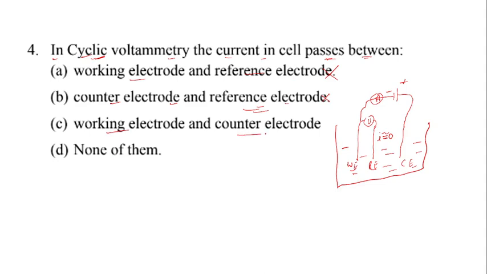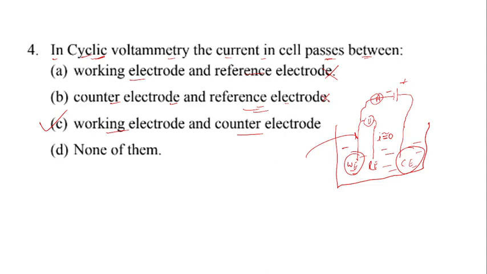Then working electrode and counter electrode. Yes, this is the right one, because if you see this circuit, current is flowing between the counter electrode and the working electrode. So this is the right option. Reaction will happen at the working electrode; it can be oxidation or reduction, on the basis of your connectivity. So different types of reactions will occur, and on the basis of these reactions you can measure your current.